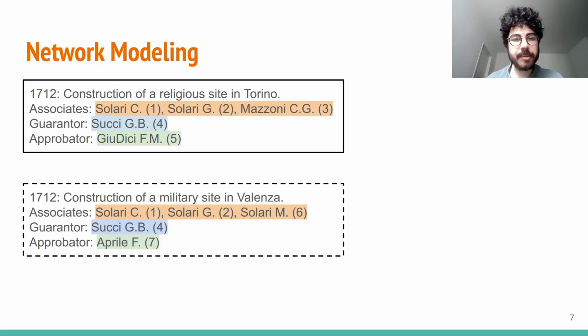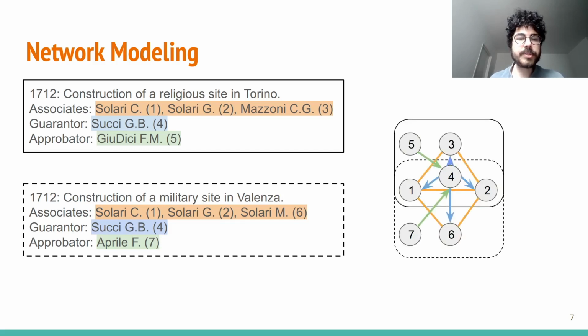Let's start from an example of 2 historical documents of construction in Piedmont in the 18th century. Each document have dates, a type of construction, and people associated in the construction under different roles: associates, guarantors, and approbators. One of the most straightforward ways to model those documents is to represent each individual as a node with an identifier, and connect them through links modeling the types of their relationships. We obtain what is called a directed multiplex network.